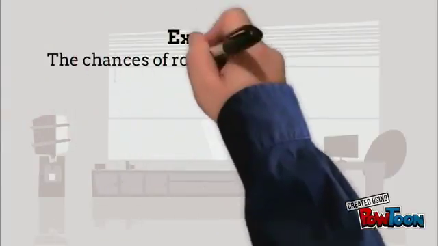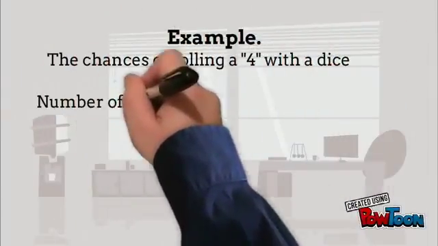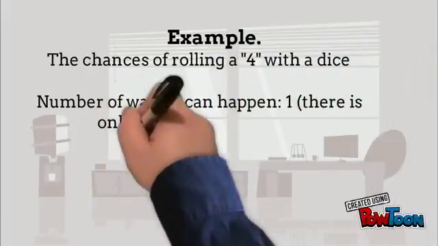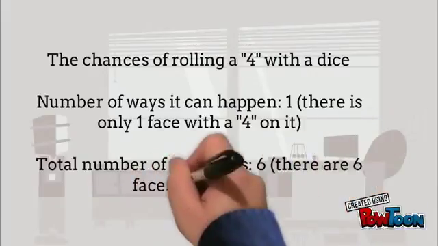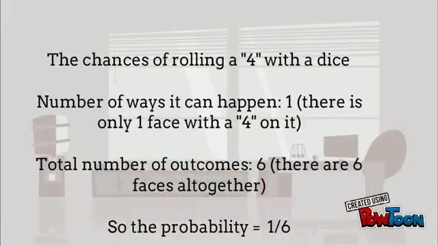The chances of rolling a 4 with a dice. Number of ways it can happen: 1. There is only one face with a 4 on it. Total number of outcomes: 6. There are 6 faces altogether, so we use the formula and the probability is 0.16.